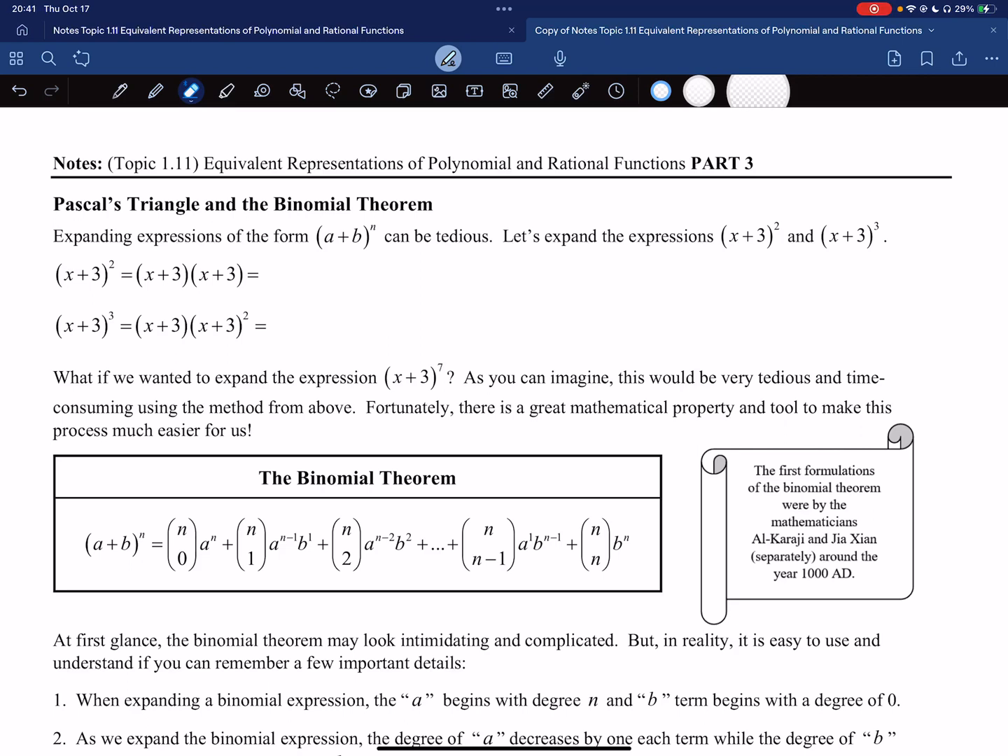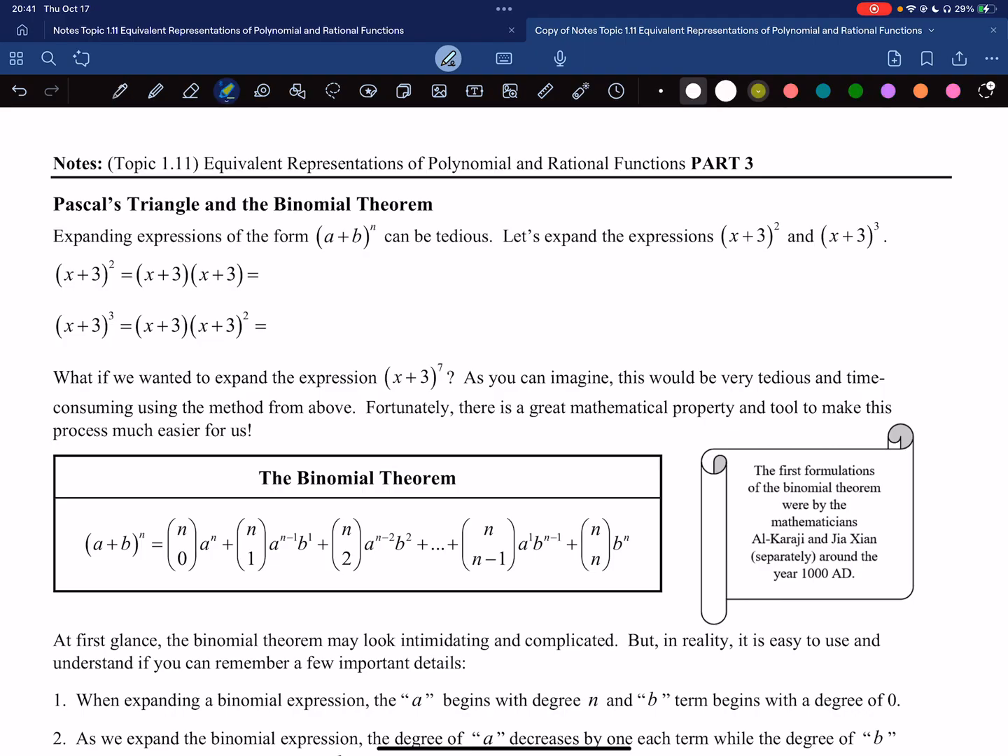In this video, we're going to talk about topic 1.11, equivalent representations of polynomial and rational functions. This is going to be part 3 of this topic. So in this video, we are going to talk about Pascal's triangle and the binomial theorem.